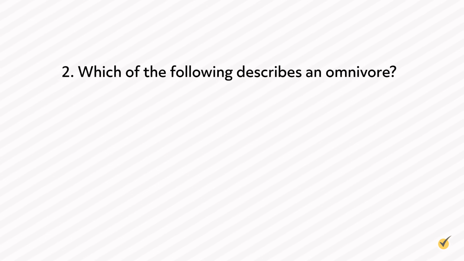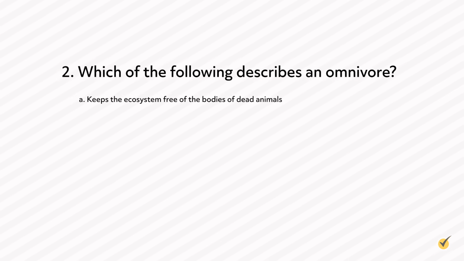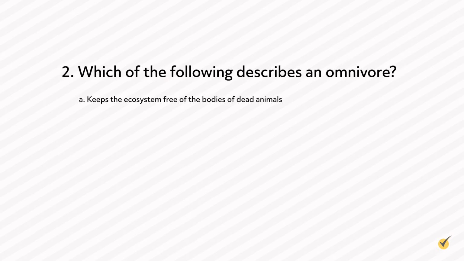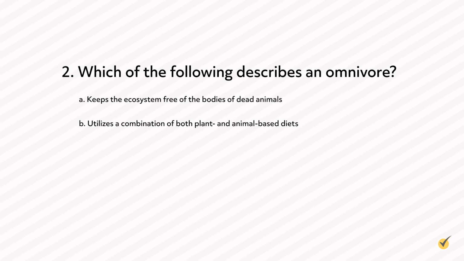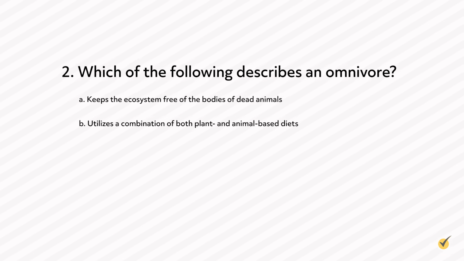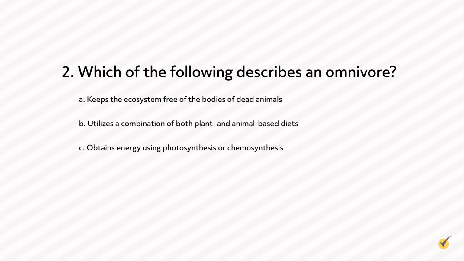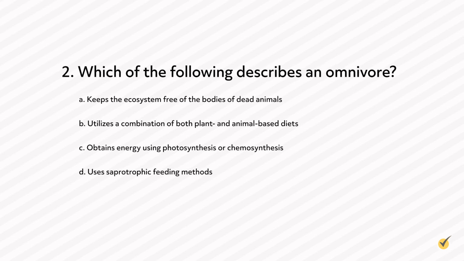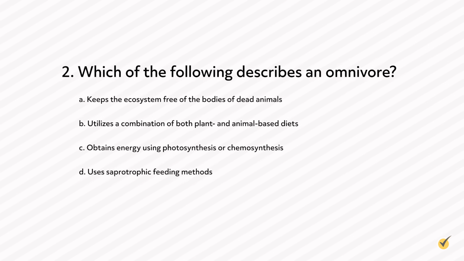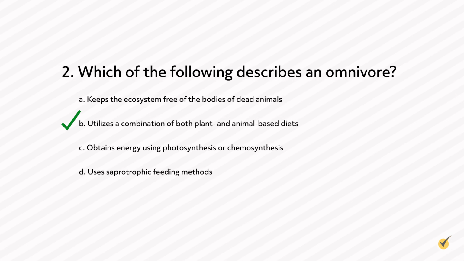Number 2, which of the following describes an omnivore? A, keeps the ecosystem free of the bodies of dead animals. B, utilizes a combination of both plant and animal-based diets. C, obtains energy using photosynthesis or chemosynthesis. D, uses saprotrophic feeding methods. The correct answer is B.